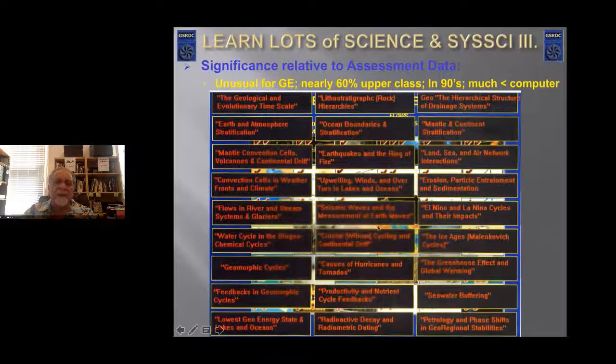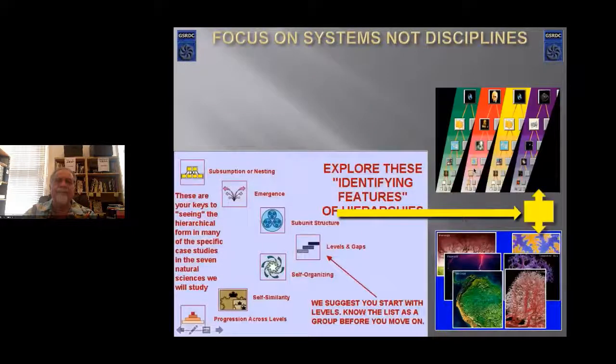These are all case studies, the causes of hurricanes and tornadoes, boundaries in them. Actually, seawater buffering, El Nino and La Nina cycles. This is not hierarchies. This is a number of different things. Network interactions in land, sea, and air. That might be interesting to you, Peter Tuddenham, as we're engaging in ocean literacy. Earth and atmospheric stratification, geomorphic cycles, feedbacks in geomorphic cycles, and so on. So there was a lot of science that was learned in this by integrating it.